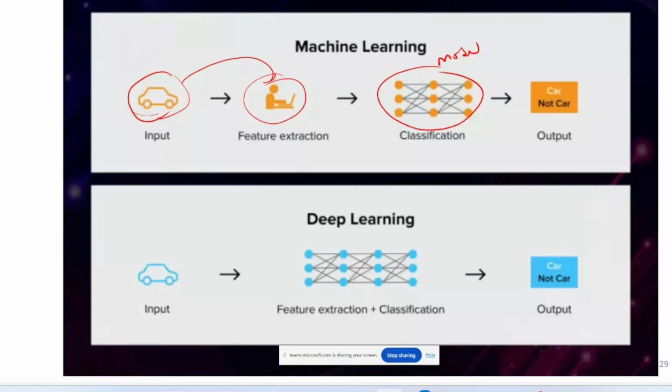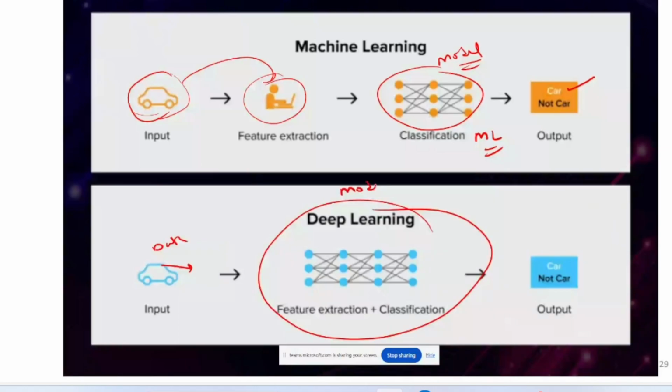Then it will detect whether it is a car or not a car. So this is what happens in machine learning. But in case of deep learning, what will happen? You give your data, here the data is a car, to your model. This is the model. The model itself will extract the features and do the classification also, whether it is a car or not. So this is the difference between the machine learning and deep learning concepts.